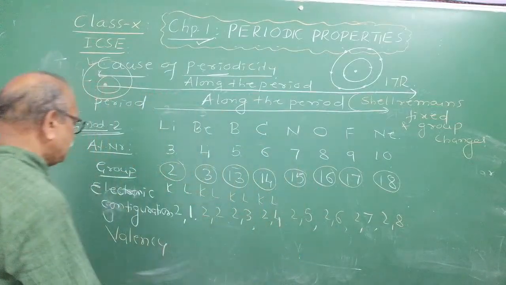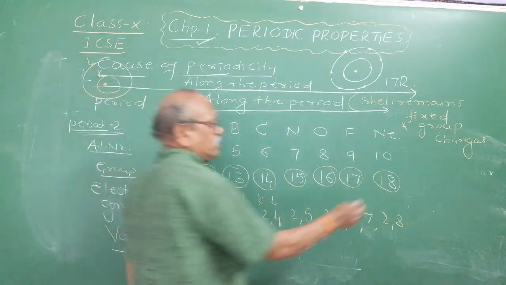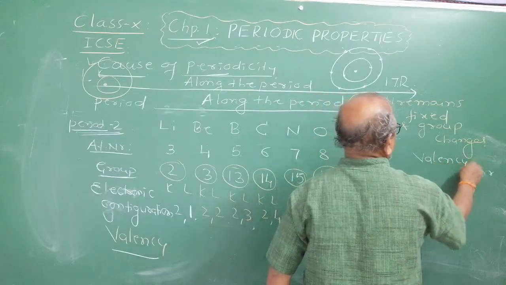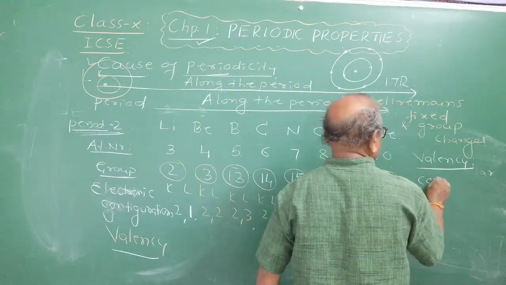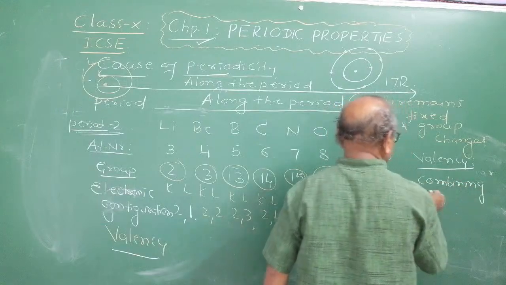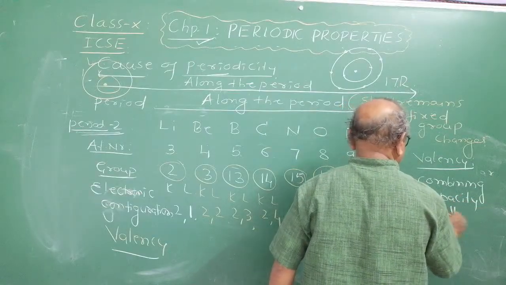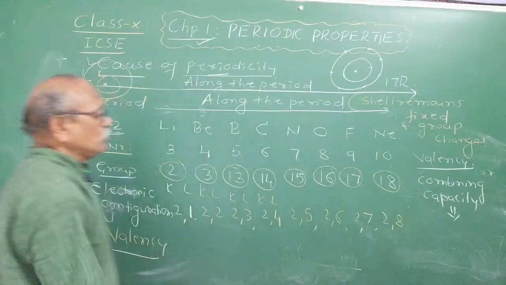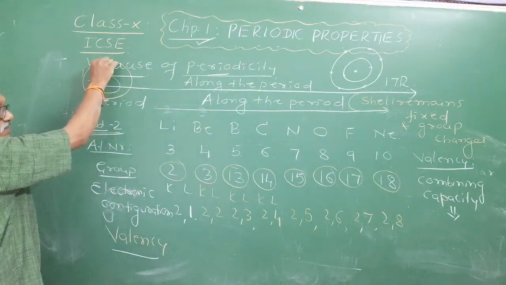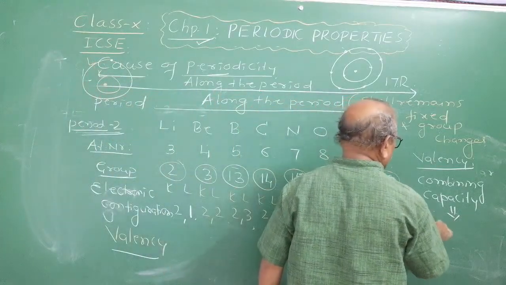Okay, valency. Valency means combining capacity. Remember, you studied in earlier classes also. What do you mean by combining capacity? Generally, during a chemical reaction, only the electrons in the outermost shell participate. What is the outermost shell here? The outermost shell is the valence cell. Only electrons present in the valence cell will participate.